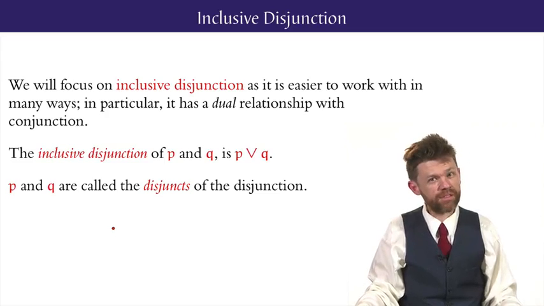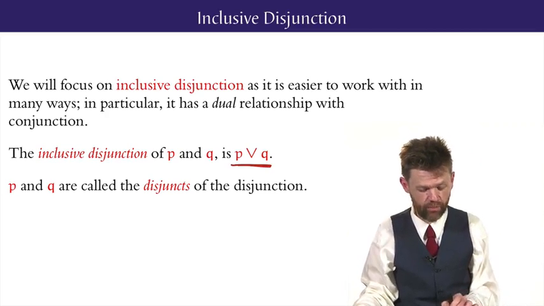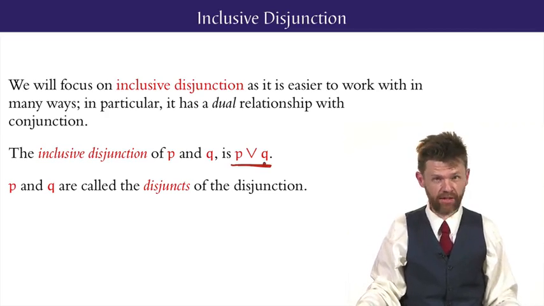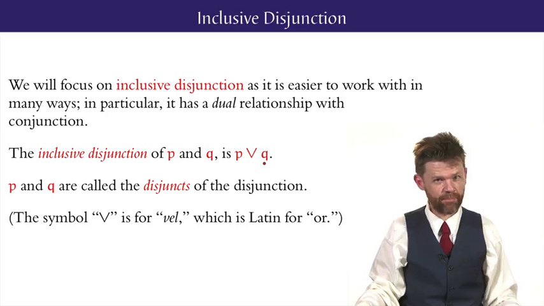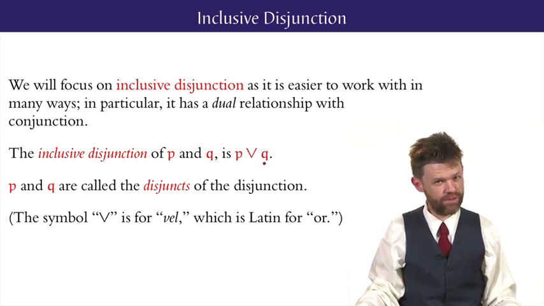Now, for the propositions P and Q, their inclusive disjunction is written with a V symbol, P vel Q or P or Q, and the P and the Q parts are called the disjuncts of the disjunction. Now, the V symbol comes from the Latin word vel, which means or.